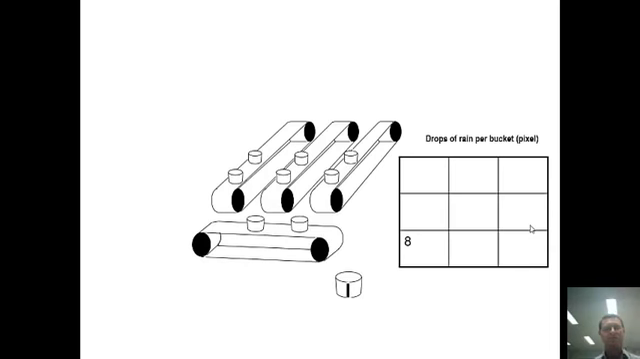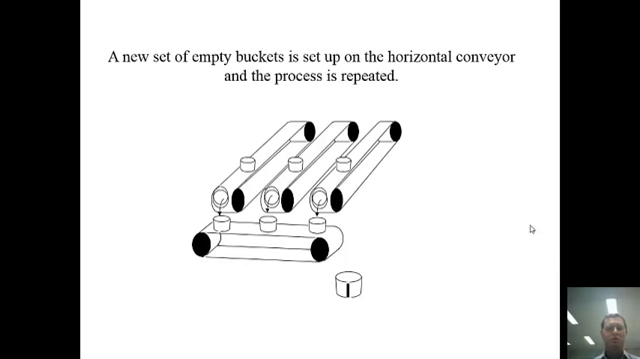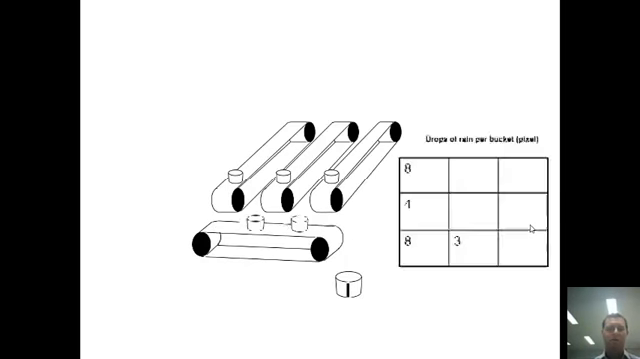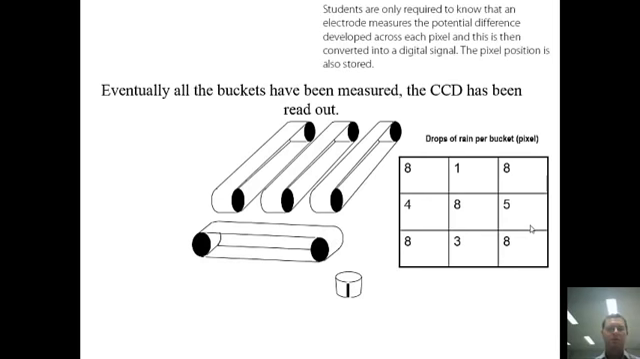I go through the process. Let's say the number was 8. I carry on this process, building up information. Again, carry on the process, building up information. Building up information, till eventually I recognize that I have a breakdown of exactly how many photons fell on every single pixel.